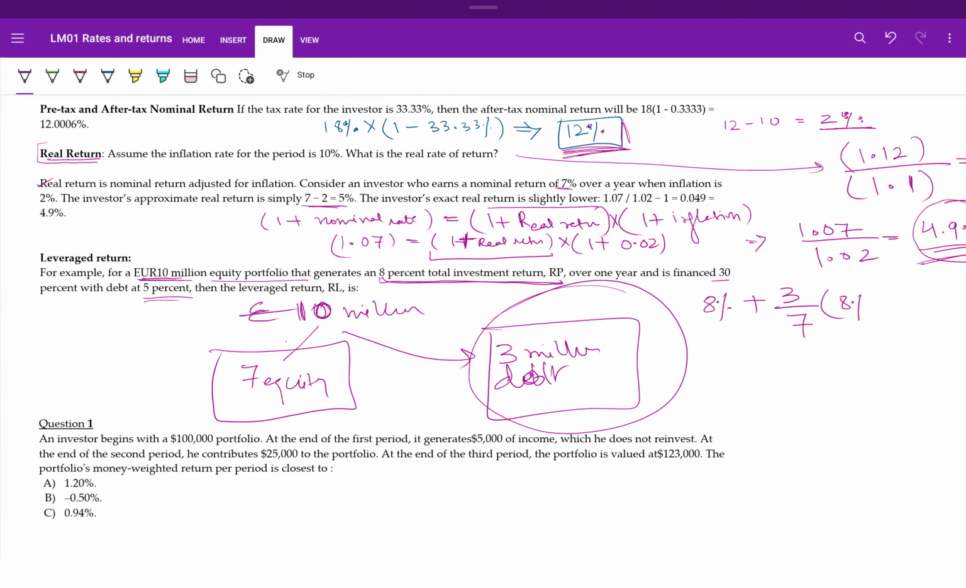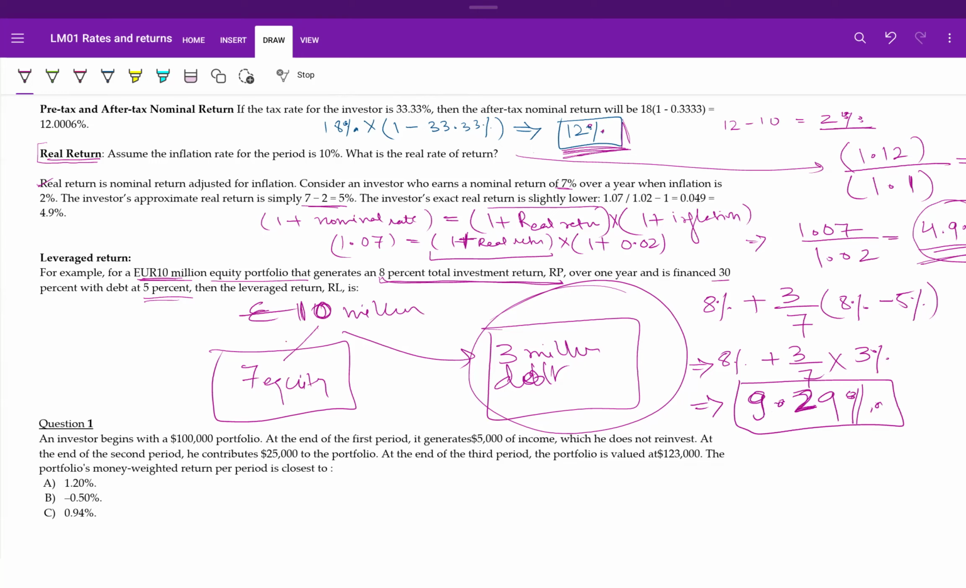And on this, we are generating a return of only 2%, because the 5% is actually paid as an interest on this component. So 8% plus 3 divided by 7 into 2%, we are generating a 3% return on this. Once we solve this, it is going to give us a return of somewhat around 9.29%.